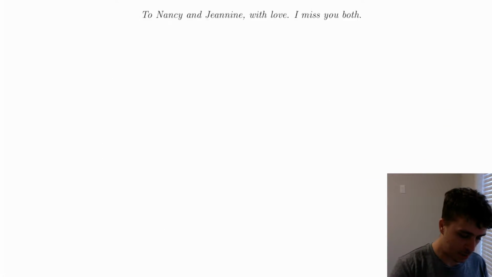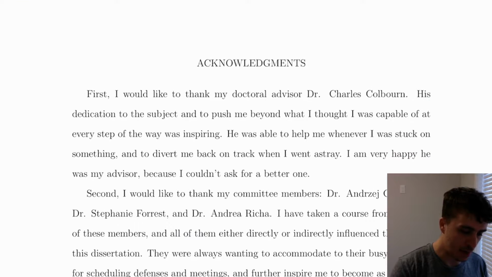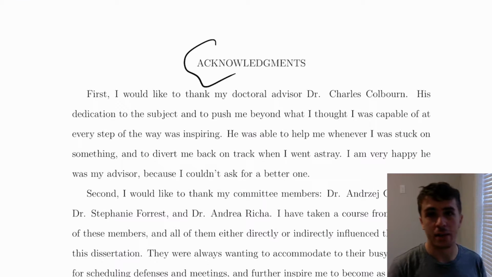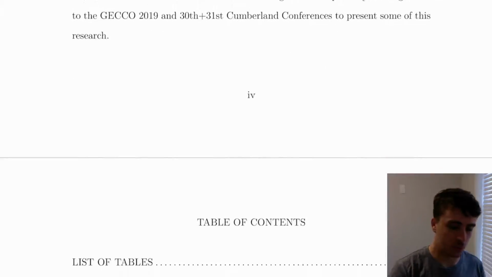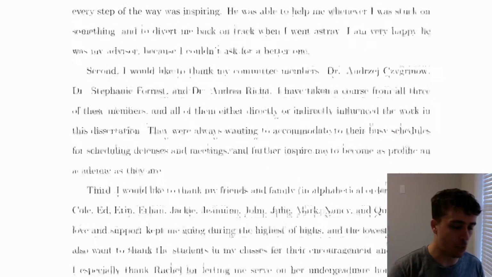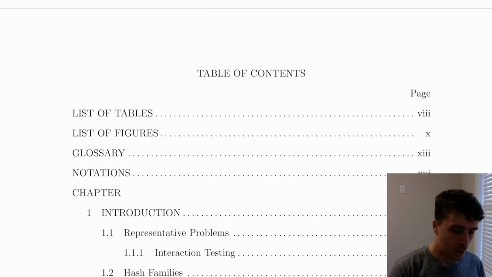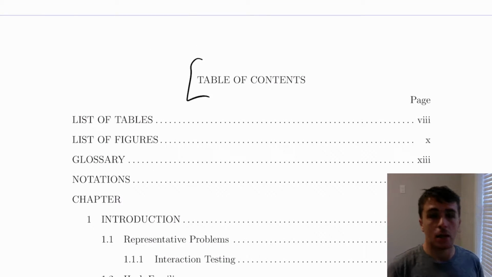Then you write acknowledgments. The acknowledgments here are for thanking all the people that helped you during your PhD. You're free to write whatever you want pretty much in there. Then you write a table of contents.